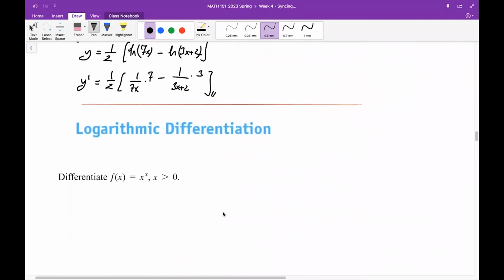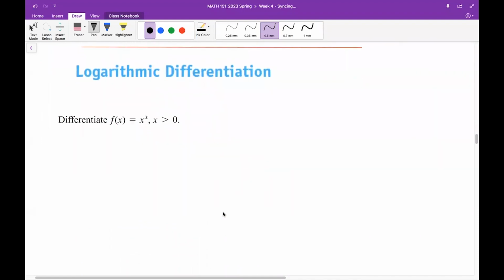Okay, this is the second part of the problem solving session of this week. In the second part, we will talk about logarithmic differentiation together with implicit differentiation. For the logarithmic differentiation, I want to start with a recall first, as I usually do.